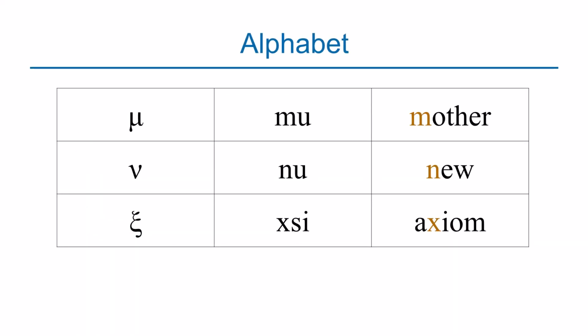Moving on, we have these three other letters. The first one is mu. Mu has the sound of M, the English M, as in the word mother. That M sound is how you pronounce the word mu.